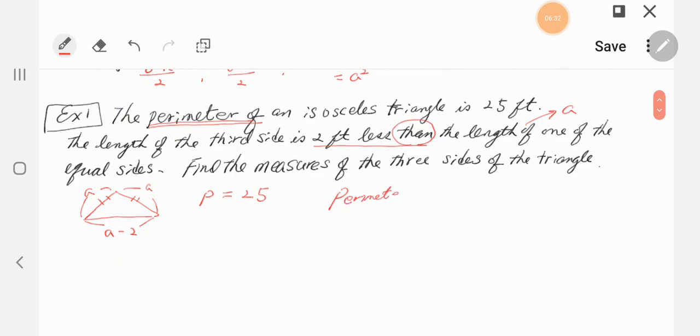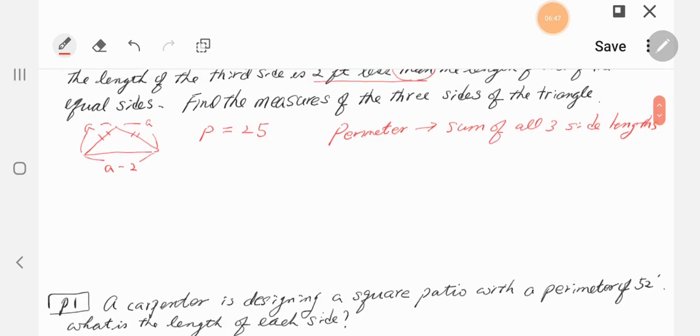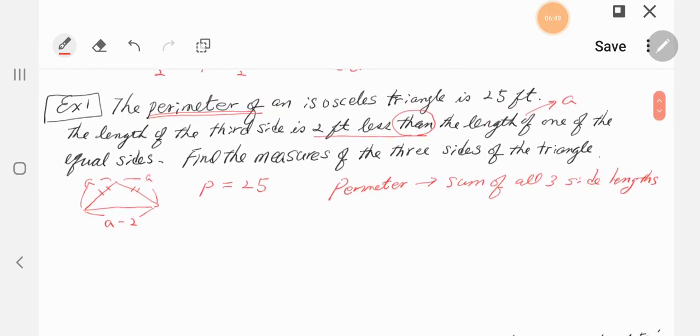Perimeter is the sum of all three side lengths, right? So that's the perimeter. So the perimeter is A plus the second side, and the length of the third side is A minus 2. So this is equal to 25.